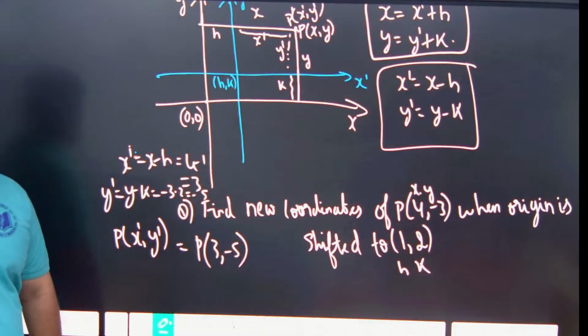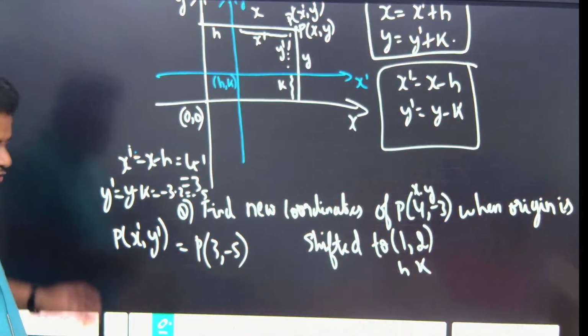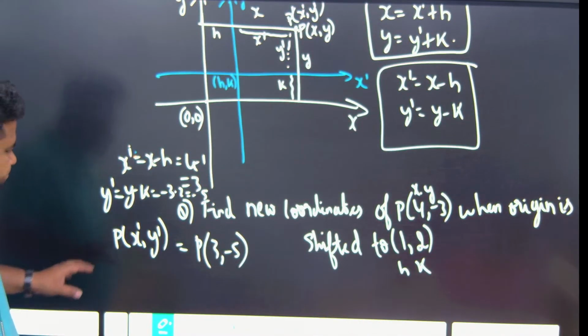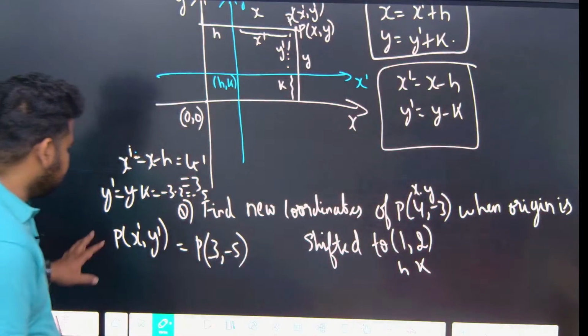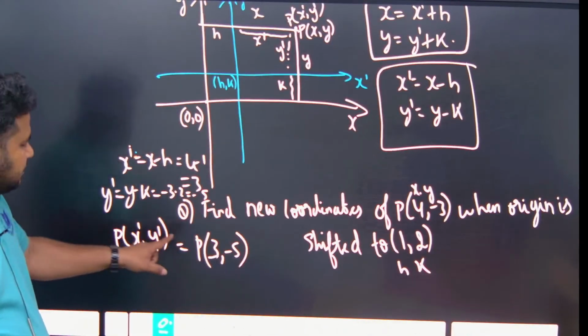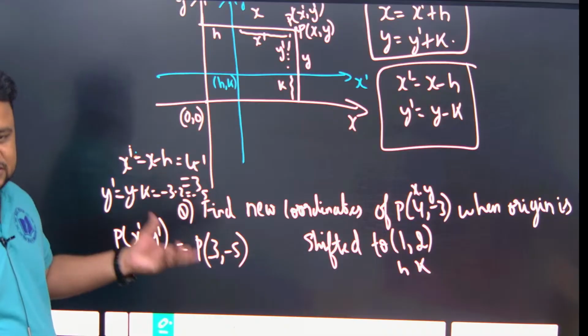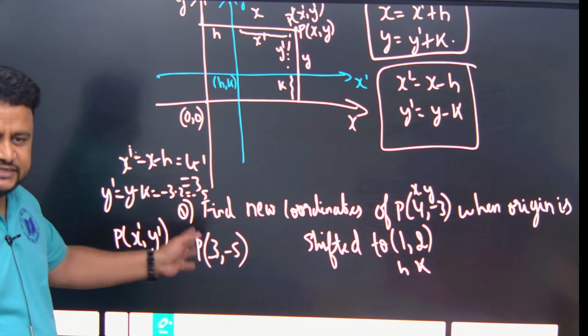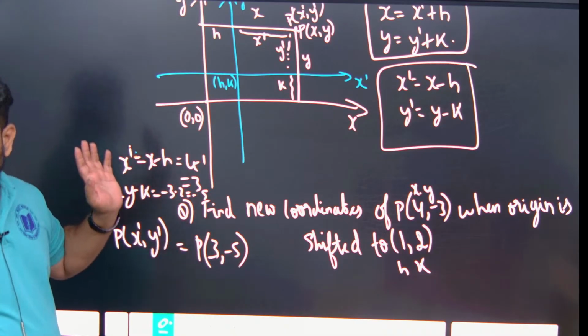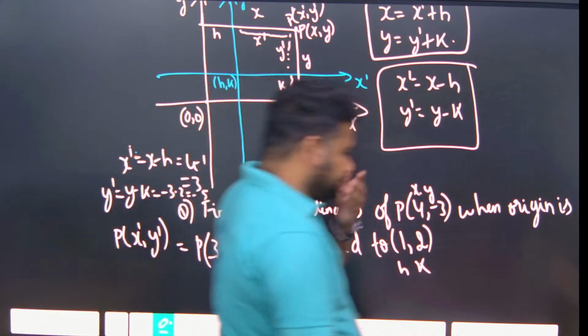Understood, you people? Got it? Fine. So P of x dash comma y dash is 3 comma minus 5. This is how they will ask. When the origin is shifted, this is how we have to solve it. Clear? Okay.